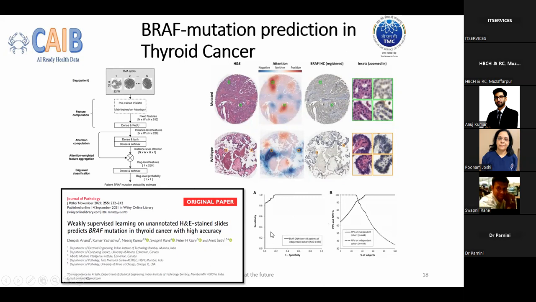As a supplement to this, we had also done a lot of histological classification on these tumors, where classification of thyroid papillary versus follicular versus poorly differentiated thyroid carcinoma was automated in this particular work.